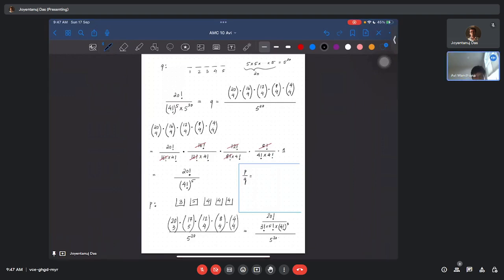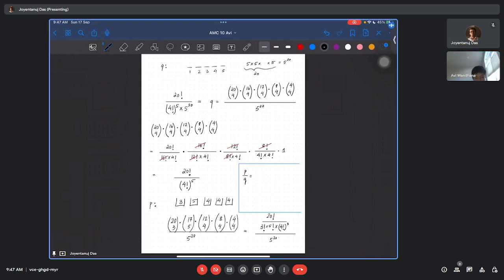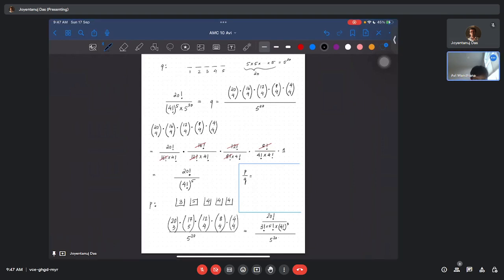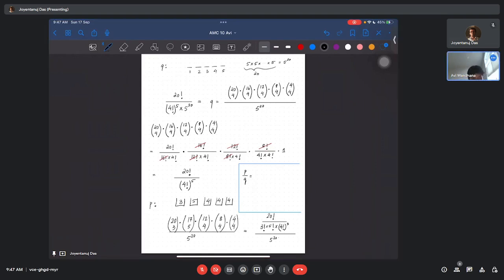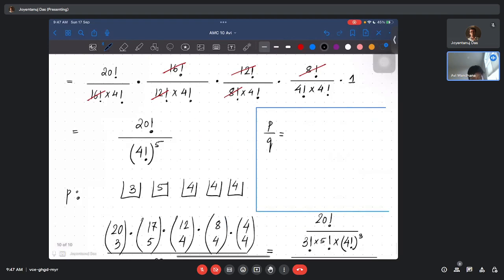Wouldn't it be just 3 factorial times 5 factorial divided by 4 factorial squared? No, that will go in the denominator, right? Check the numerator and denominator. Sorry. So it's 4 factorial squared, divided by 3 factorial times 5 factorial.